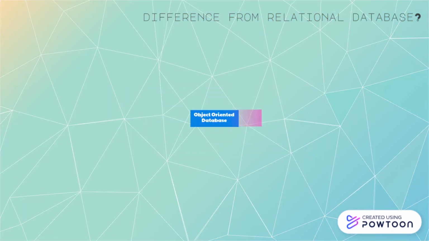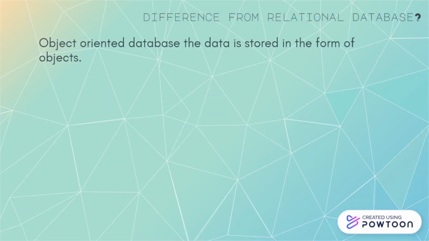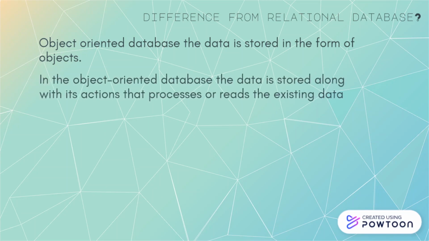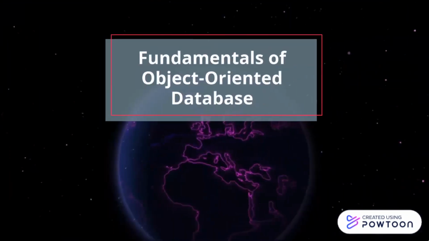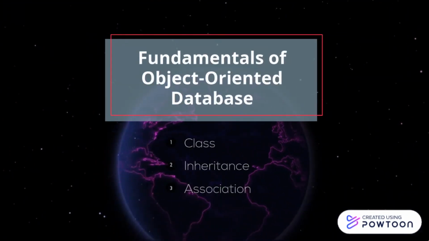Then, object-oriented database is a database that represents information in the form of objects used in object-oriented programming. In the object-oriented database, the data is stored in the form of objects, along with its actions that process or read the existing data, and it has its own object identifier. It is called object identifier ID. It fully depends on object. Okay, next we will see the fundamentals of object-oriented database.